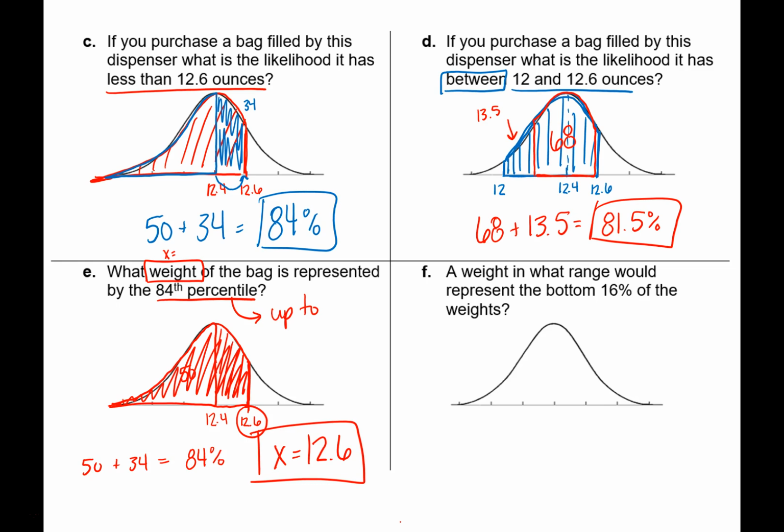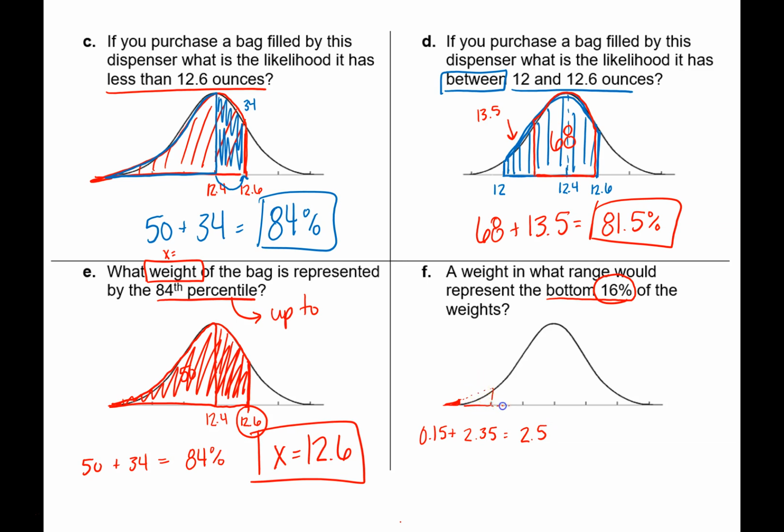A weight in what range would represent the bottom 16% of the weights? So I'm starting at the bottom and I'm going to shade to the right until I get 16%. For this one, I am going to start with the little numbers. This tiny little section over here, that's 0.15. I'm going to add in this next section here, which is 2.35. That gives me 2.5%. So I've got a ways to go to get to 16 still.